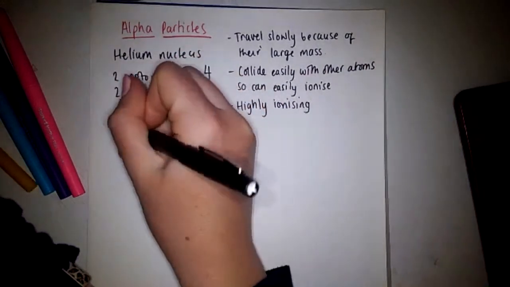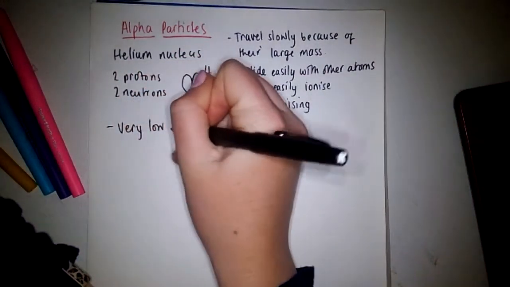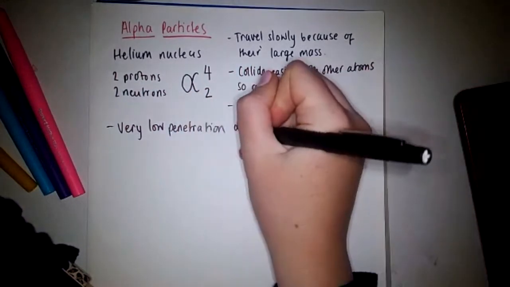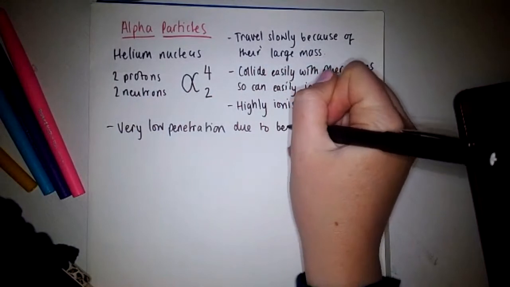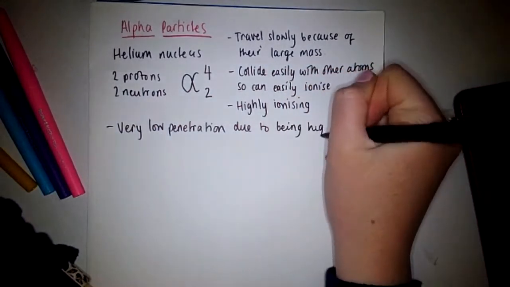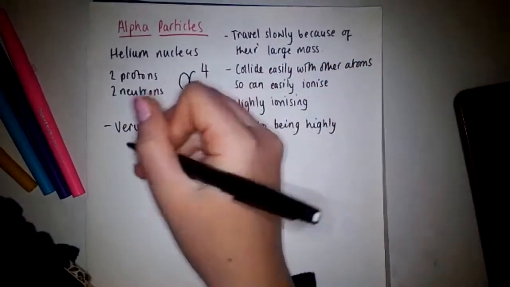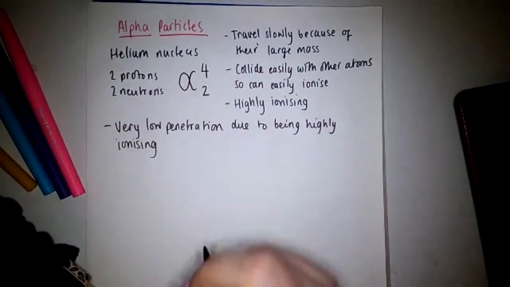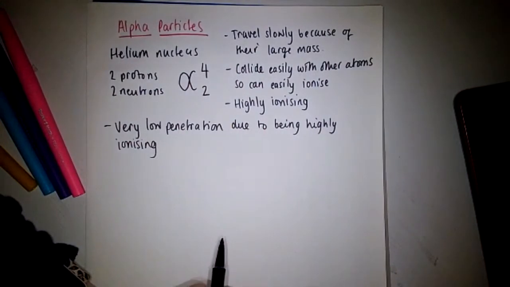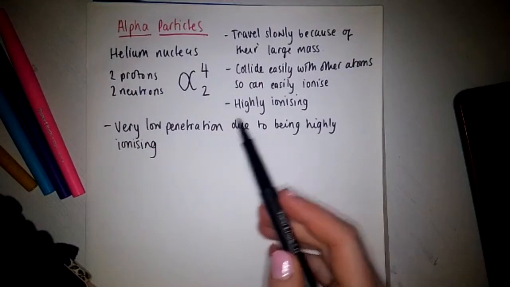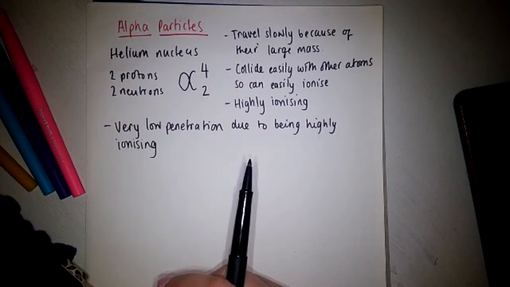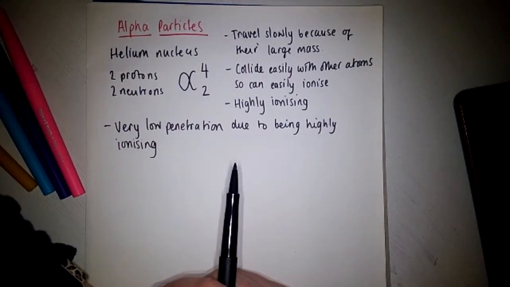So very low penetration due to being highly ionizing. So as bad as alpha radiation is in terms of ionization, actually it barely penetrates anything. So as fast as it starts to ionize, it runs out of energy and it can't really penetrate anything.